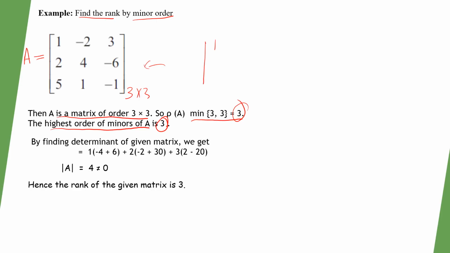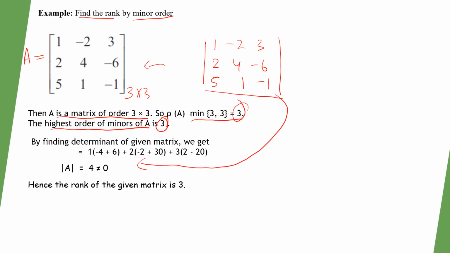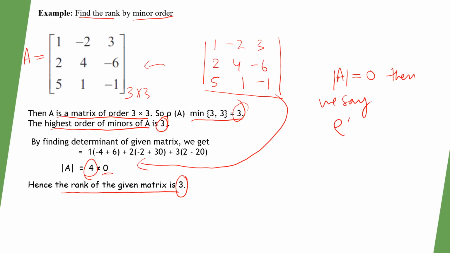That is 1, minus 2, 3, 2, 4, minus 6, 5, 1, minus 1. Now the value of that minor, or say determinant, is what? It is 4, which is not equal to 0. So we can say the rank of that matrix is what? 3. Now suppose the determinant, or say the minor of that matrix of order 3, is equal to 0, then we say the rank of matrix A is what?